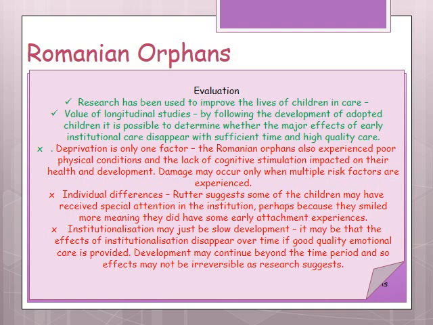So Rutter suggests that some children may have got special attention within the institute, so they could have been more social, they smiled more, so they got different experiences. Also, institutionalization may just be slow development. So development may continue beyond the time period, so it might not be as irreversible as the research first suggests. So some children of institutionalization do go on to develop good quality emotional development.